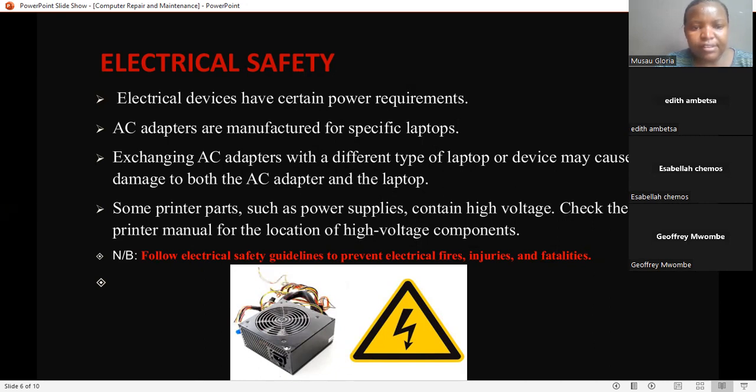So electrical devices have certain power requirements. AC adapters are manufactured for specific laptops. So let me pose this question to the class. Can anyone tell me the meaning of AC in full? If you are aware, you can unmute and tell us, what do you mean by AC? What does AC in full mean?